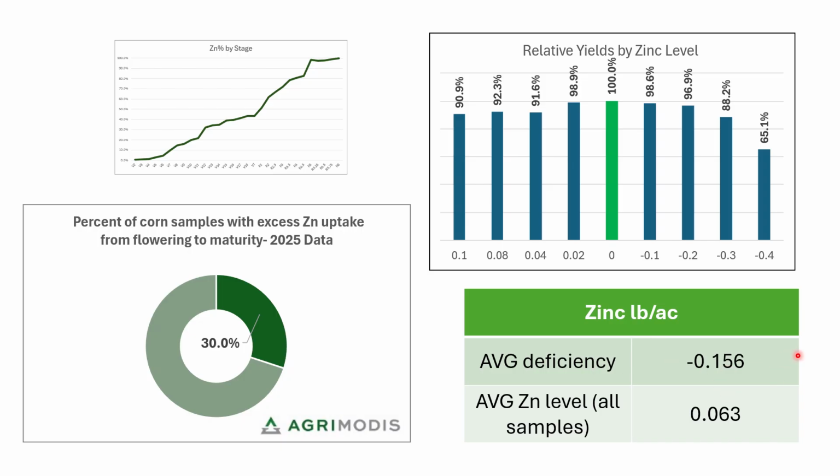If I put all of the zinc samples together across everything from VT to maturity, I was actually at a positive 0.063, so it would be kind of in this realm over here. Okay, so if we get rid of that excess, it looks like the yield may actually increase a little bit. We get rid of the deficiency, same story. So for every tenth of a pound low, that's about 13 ounces of a chelate. Okay, so you can put the dollars to that and see what makes sense.